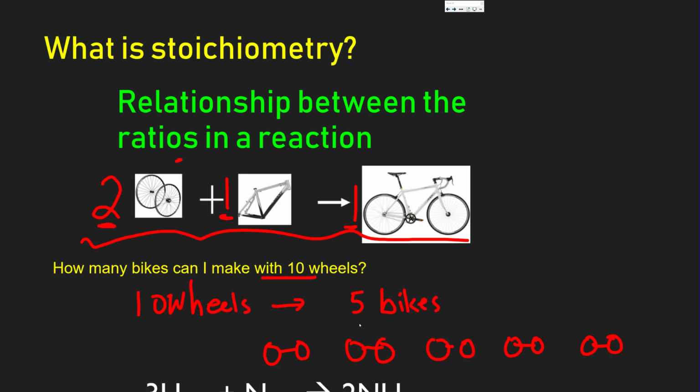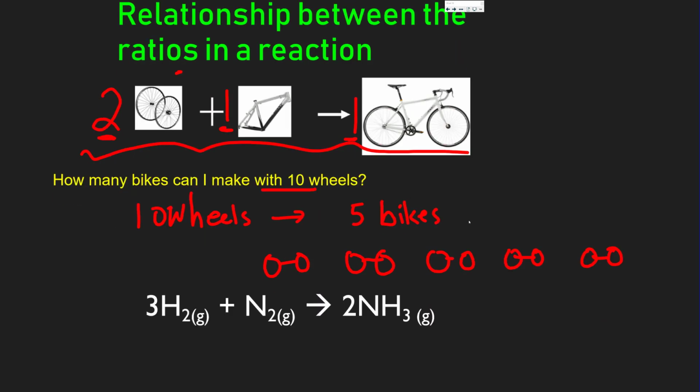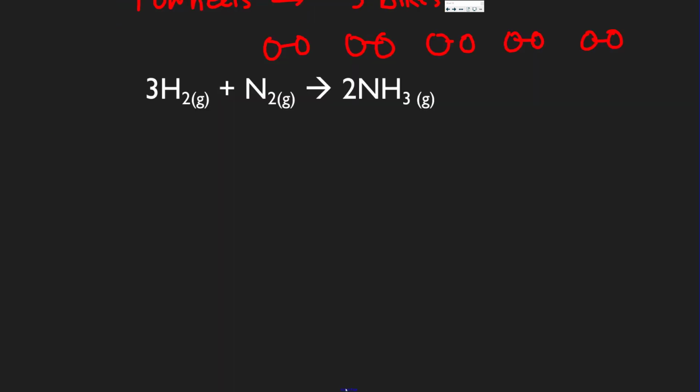That's your relationship between the molar ratios, or the coefficients, I should say, in front of the number. So how does that relate to a chemical reaction? If you were to look at this reaction right here, I have hydrogen gas, nitrogen gas, and ammonia gas. This is, like the previous example, like a recipe. In order to make ammonia, I have to have 3 amounts of this hydrogen gas and 1 amount of this nitrogen gas to give me 2 NH3.